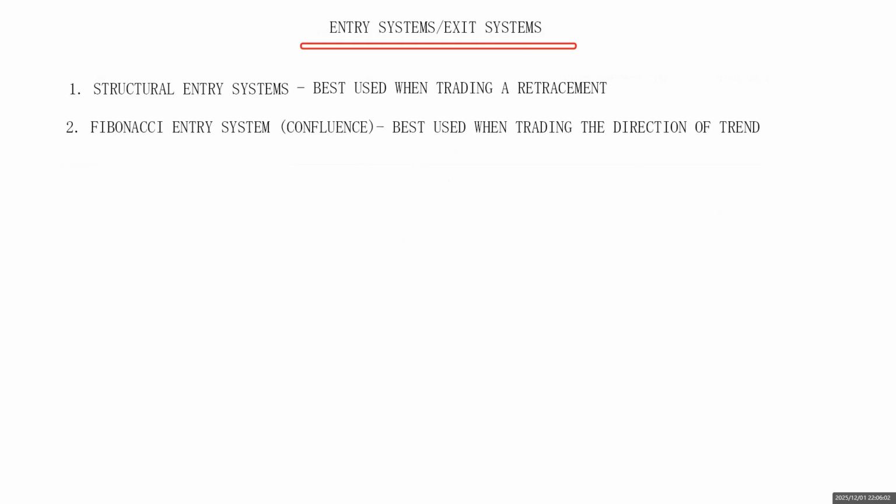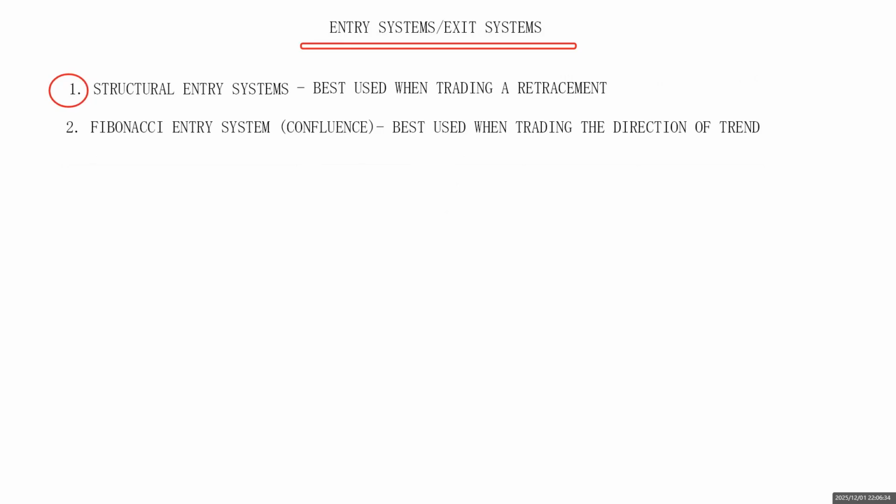When I'm trading a retracement, I can use the structural entry system, and I can also use it when trading the direction of trend. I'm just talking about where it is best used. Obviously I can use it when trading direction of trend, but I prefer the confluence because it will give me an earlier entry instead of waiting for break of structure and all. That's why I prefer it, but either or. Let's talk about the first one, the structural entry systems. Remember we've talked about structures, right?